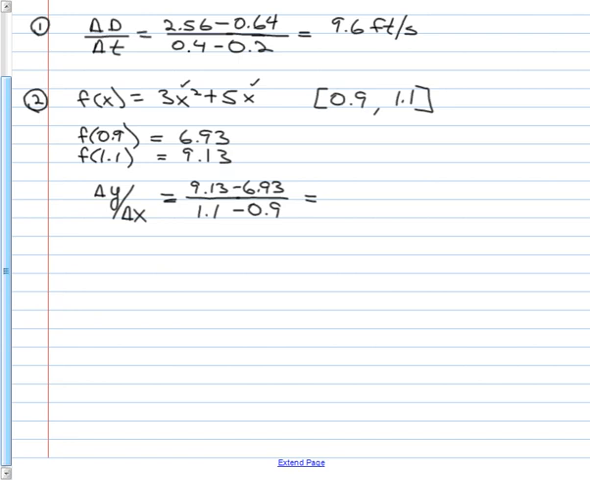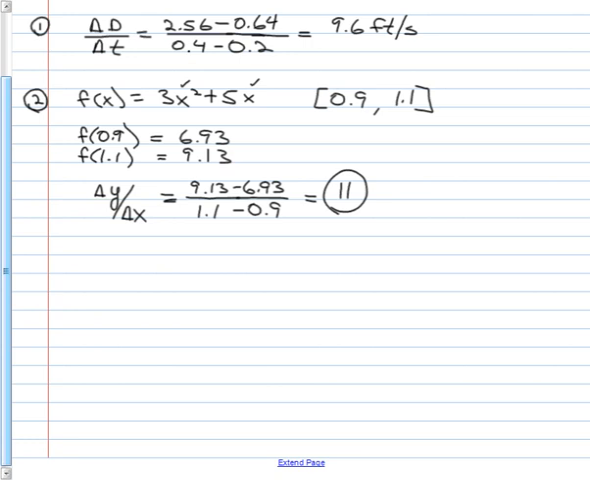How much? Exactly 11. There are no units with this, were there? No units with that. 11. The average rate of change is 11, 11 per unit of x.